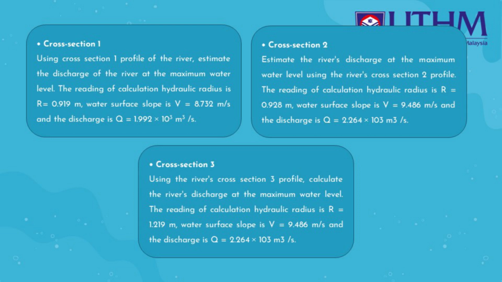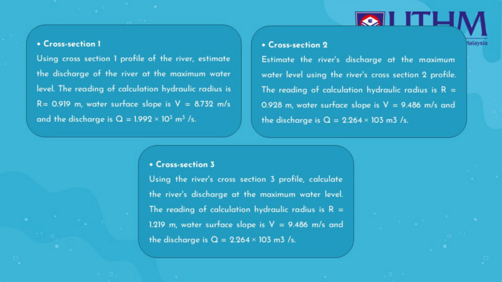As a result, for cross section 1, we get R equal to 0.919 meter. Gradient slope, we get 1.333. The flow rate of discharge water V, we get 8.732 meter per second. And after we multiply, we get Q equal to 1.992 multiplied with 10 to the power of 3 meter cubic per second. That is for cross section 1.